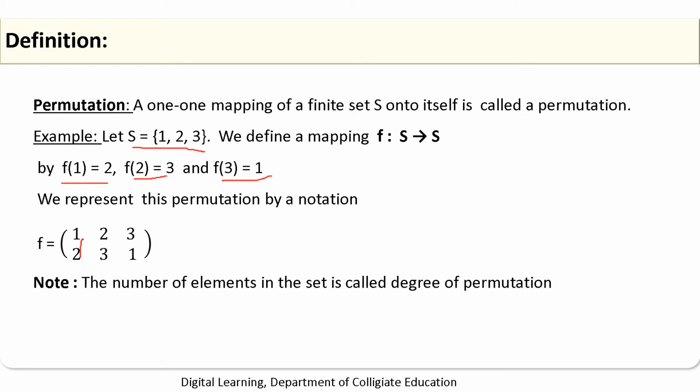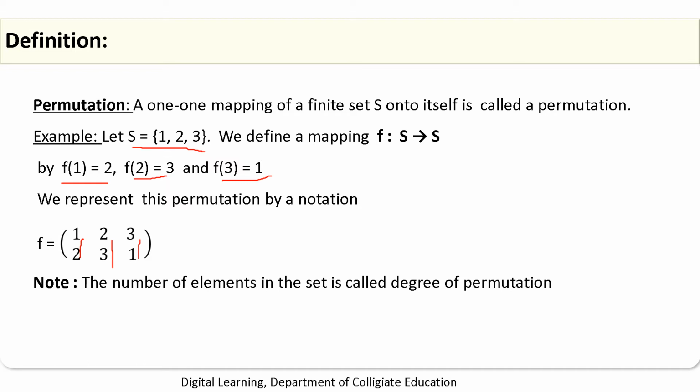2 is mapped onto 3, that is, the image of 2 is 3. 3 is mapped onto 1, therefore 3's image is 1. In the first row, we write the elements of S. In the second row, we write its images. So this type of matrix is said to be a permutation.